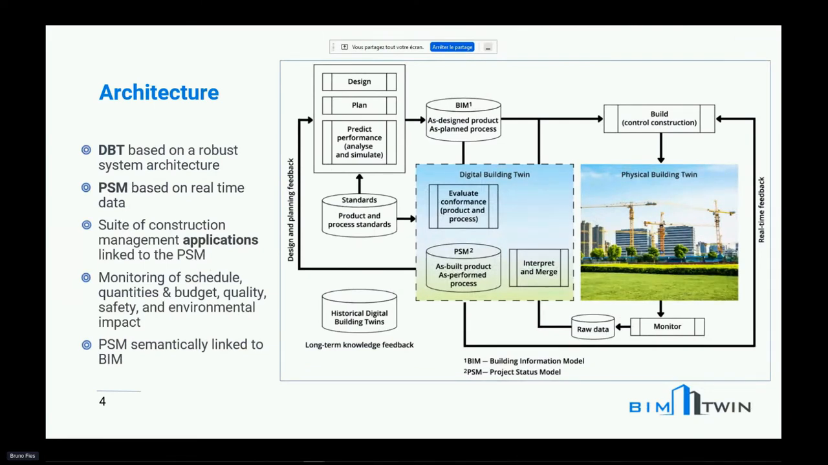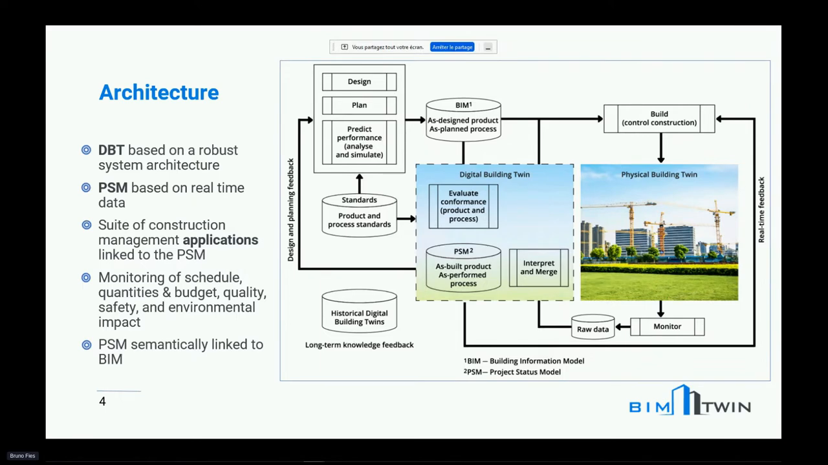A few words about high-level architecture at this stage. In the middle of the picture, you have the digital twin platform that is collecting monitored data coming from the physical site. These raw data are interpreted, merged, and put into the different databases according to our project status model, which is compared to the BIM model, so the as-design, as-planned, product and processes, in order to deduce some information and ensure a feedback on what is supposed to be done on site. I won't go into detail of that.